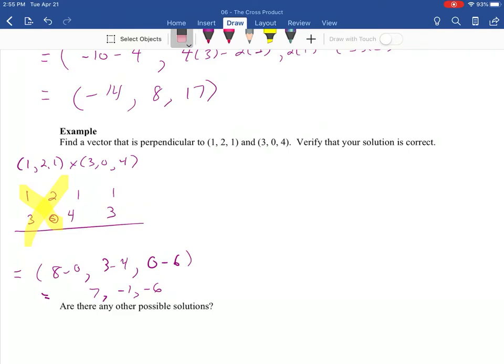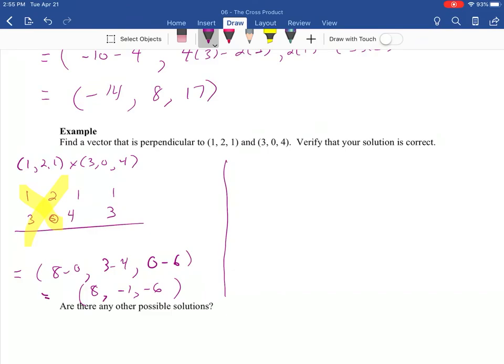I made a mistake there. That wasn't an 8 minus 1. It was an 8 minus 0, so that's an 8. 8, negative 1, negative 6. That's one vector that would work. That's a cross product of there. And now let's verify that that's correct.